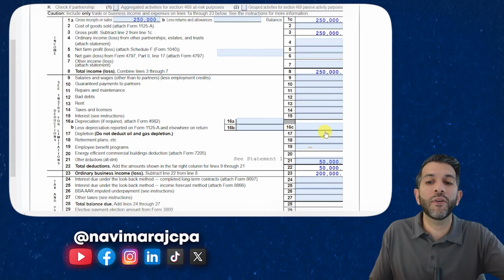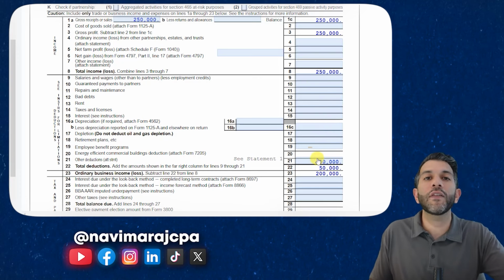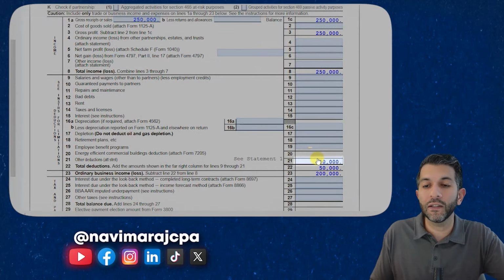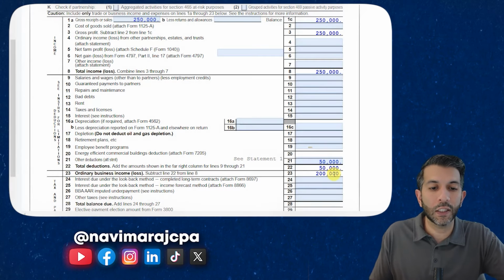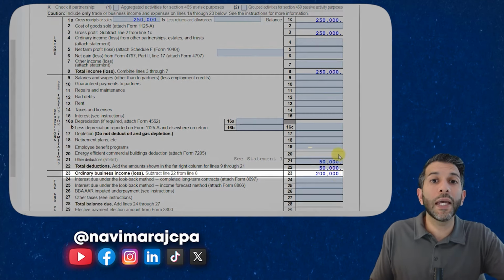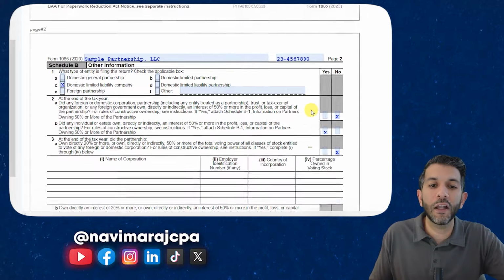But if you're not aware of those items, then you're going to be stuck in a situation similar to this, where you just have your $50,000 in various expenses. It might not all be advertising. There might be some office expenses and things like this. Okay, bottom line is you earned 250 grand, you had $50,000 in expenses, so your profit, your ordinary business income as it's called on the partnership tax return, is $200,000, okay? That's it. That's how you prepare the partnership tax return, but I'm just kidding. It's a lot more complex than that.